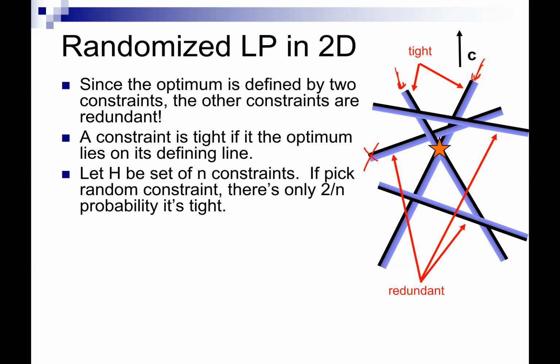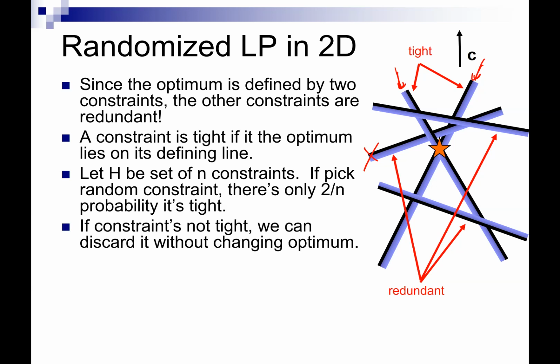And so that means that all of the other n minus 2 constraints are redundant. Therefore, if you pick a random constraint out of these n constraints, there's only a 2 in n probability that it's one of these tight constraints that defines the optimum. And if the constraint is not tight, then it's going to be redundant. And we saw that even if you take out the redundant constraint, it's not going to change the optimum. So this gives us a way to tell whether a constraint is tight or not.